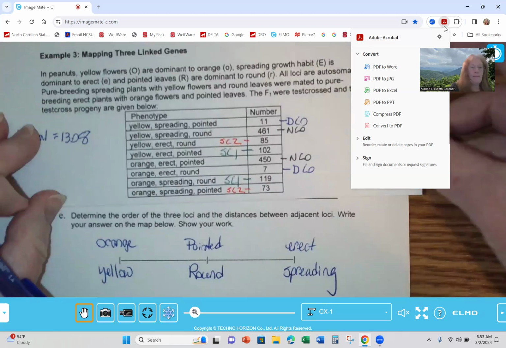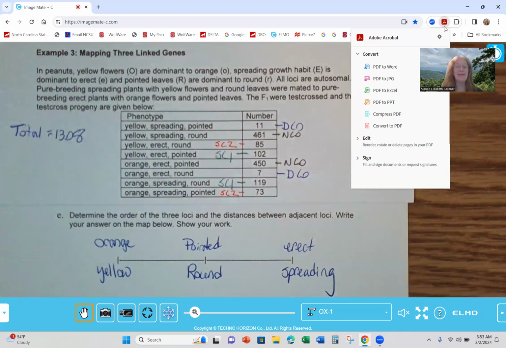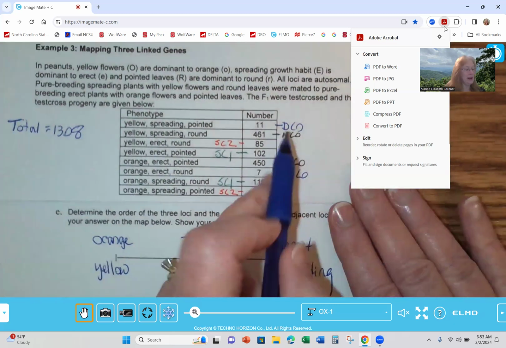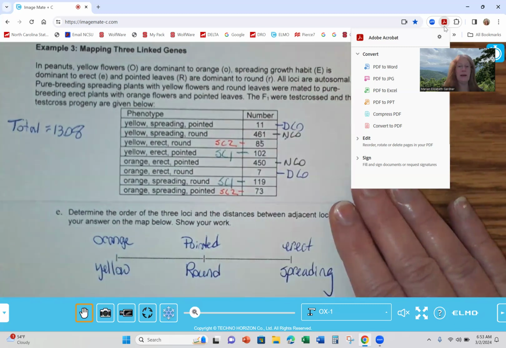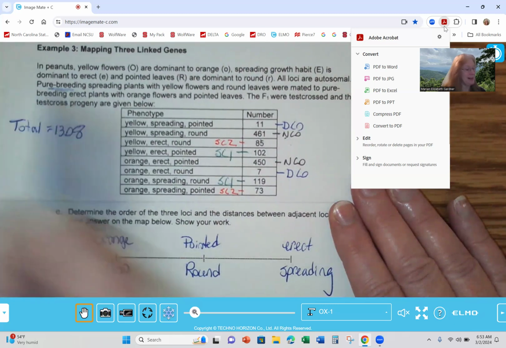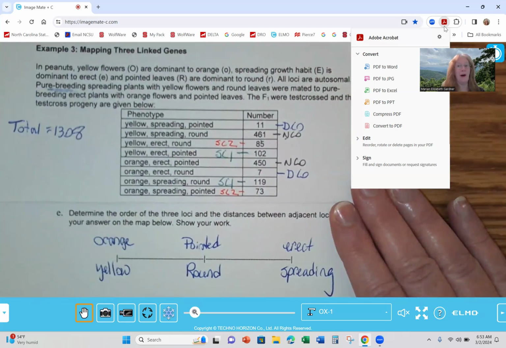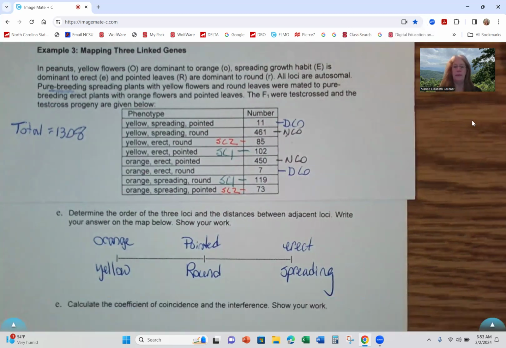Our next step is to classify these others. We've already classified the non-crossovers and the doubles. Non-crossovers most frequent, doubles least frequent. Non-crossovers exactly like our pure breeding parents. And so that's always the thing you need to look at.